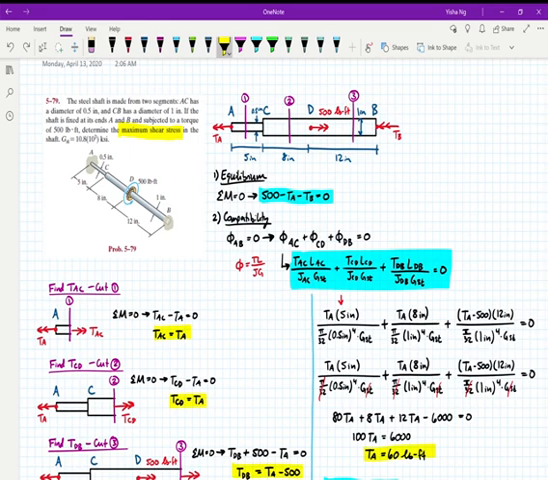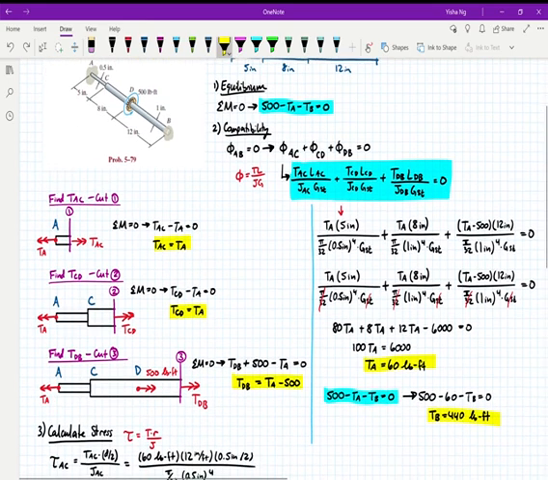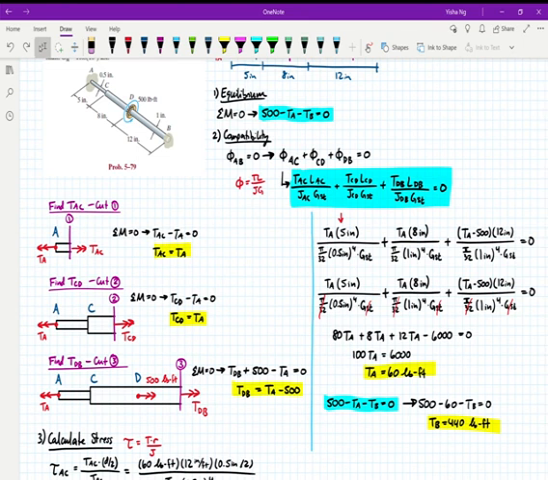What you can see that I've done here is I've plugged in TAC, LAC, and JAC for my phi AC, but because the whole bar is steel, my G value, which is a material property, is going to be the same for all of the values. So in reality, you could just cross these out because they're all the same value and it equals 0 at the end. I do that a little bit later, but if you want to get it out of the way, you're welcome to.